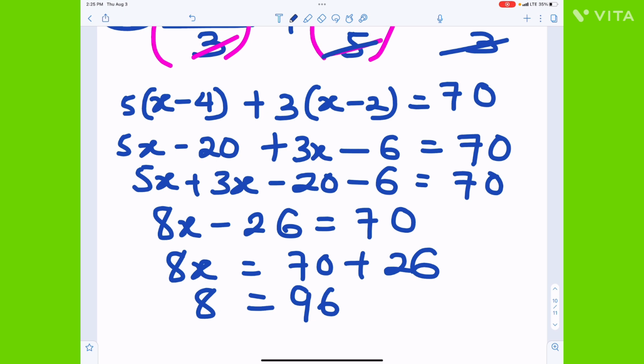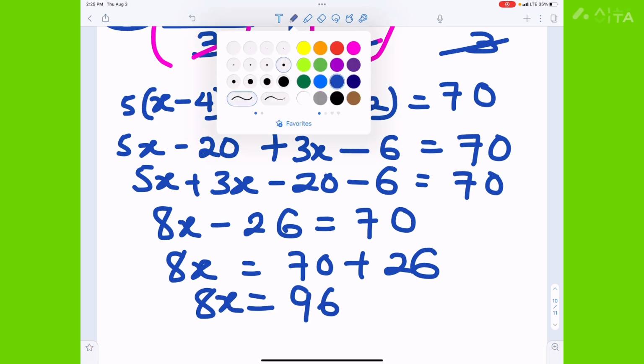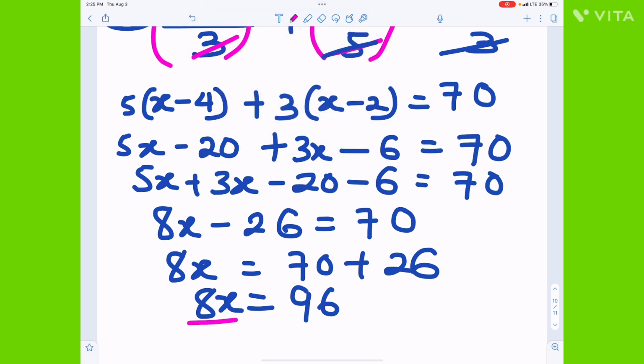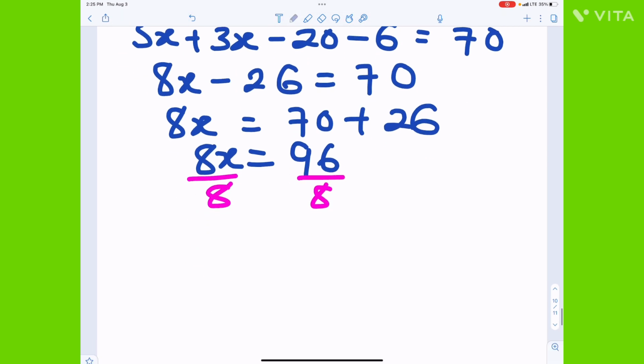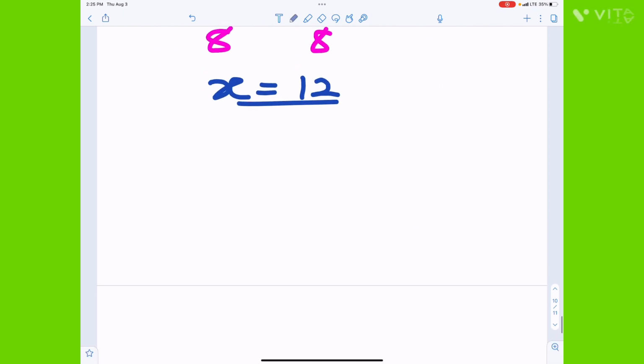If I divide both sides by 8, what will I get? I will get x is equal to 12. That gives me x is equal to what? 12. That's question 12. Let's go to 13. Let's go to question 13.